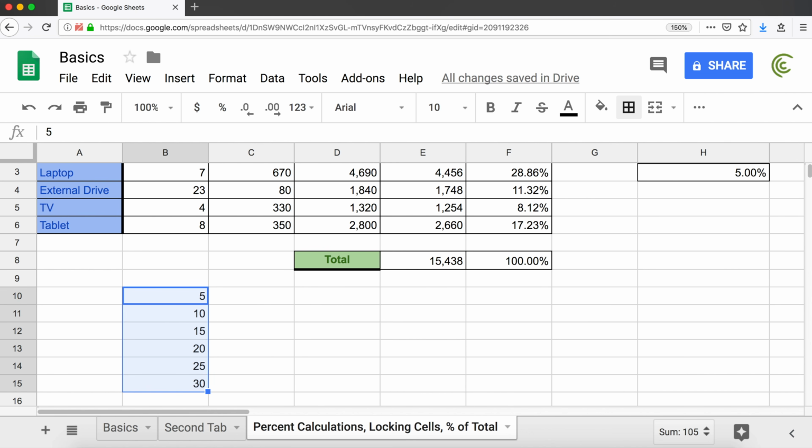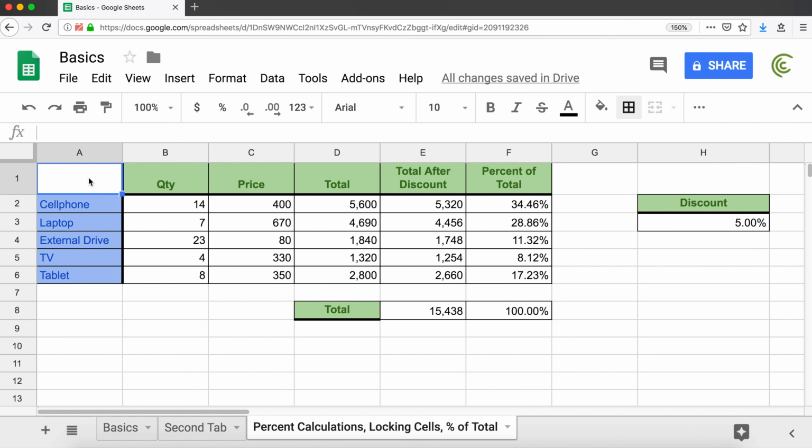Okay, I'm going to clean this up, and that should be enough for this video. In the next video, we'll talk about mixed cell references and see what you can do with those.